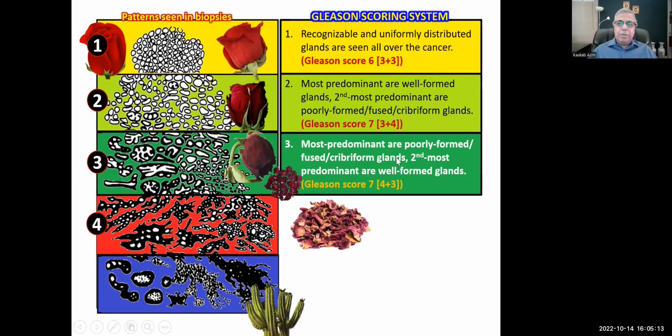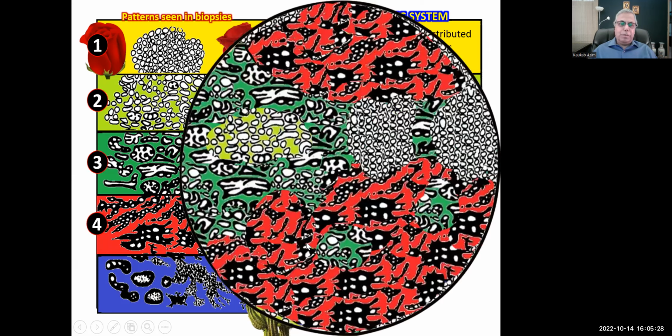The most predominant are poorly formed fused cribriform glands, which is pattern number 4. And the second most predominant are well-formed glands, which are pattern number 3. And now you have given a score. Again, the score is 7. This is how your biopsy looks like.